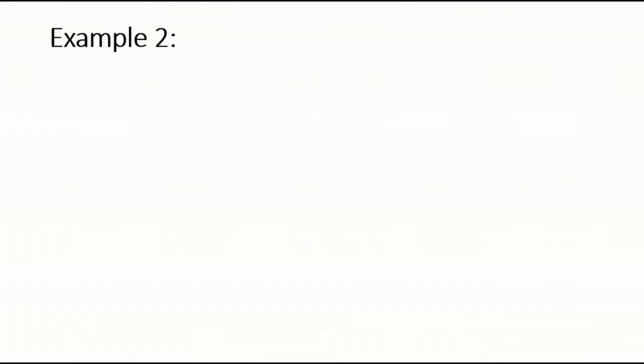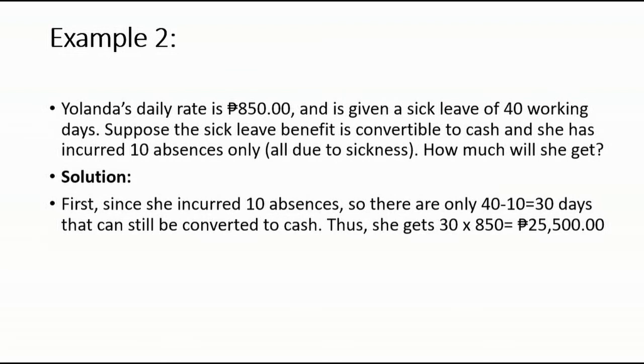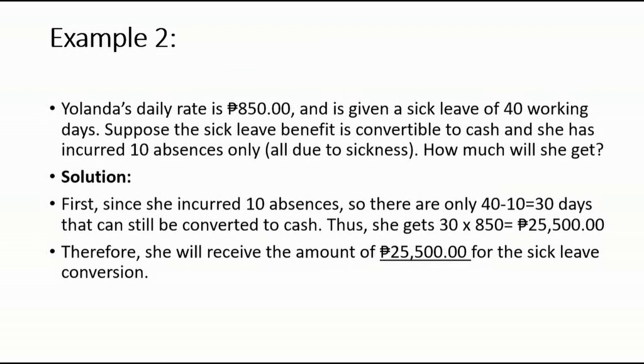Example number 2. Yolanda's daily rate is 850 pesos and she is given a sick leave of 40 working days. Suppose the sick leave benefit is convertible to cash and she has incurred 10 absences only, all due to sickness. How much will she get? Solution. First, since she has incurred 10 absences, there are only 40 minus 10, which is equal to 30 days that can still be converted to cash. Thus, she gets 30 multiplied by 850, which is equal to 25,500 pesos. Therefore, she will receive the amount of 25,500 pesos for the sick leave conversion.